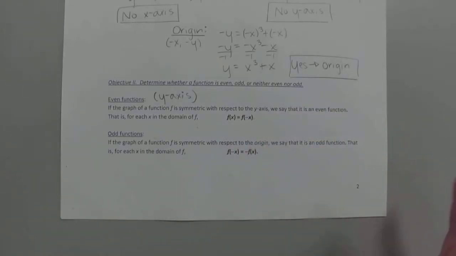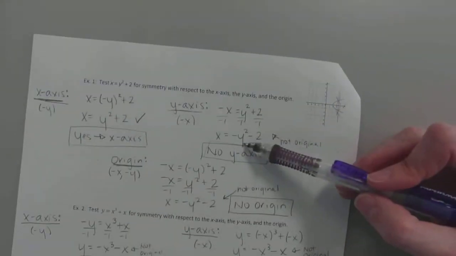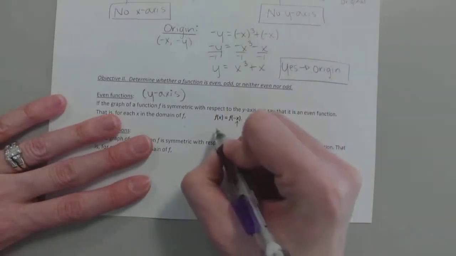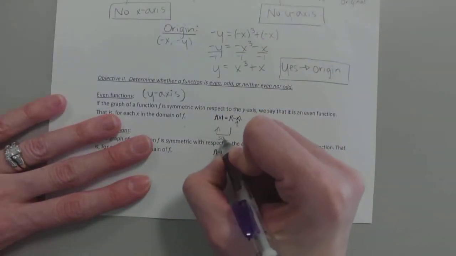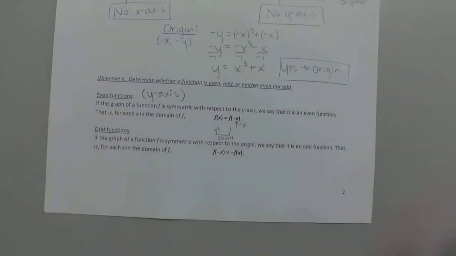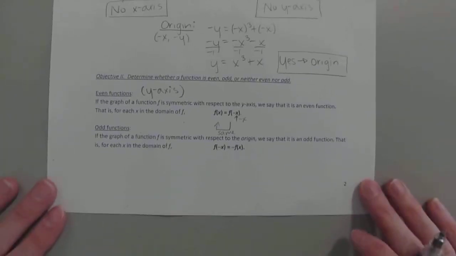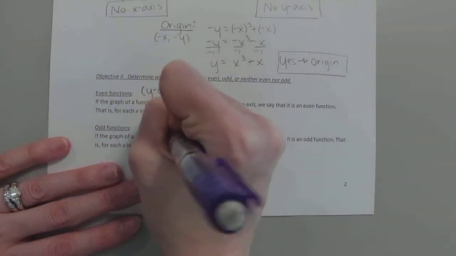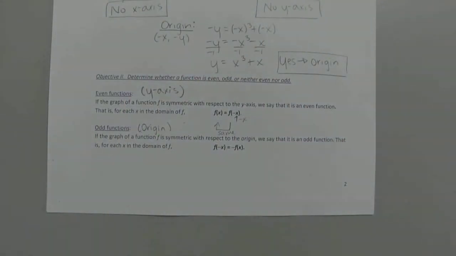It says if the graph of a function is symmetric with respect to the y-axis, we say that a function is even. That is, for every x in the domain, if you plug in negative x, the function stays the same. And notice that's what we were proving up above. When we plugged in negative x, we wanted the function to stay the same. Okay, so it's exactly how we did y-axis. You plug in negative x, see what happens.